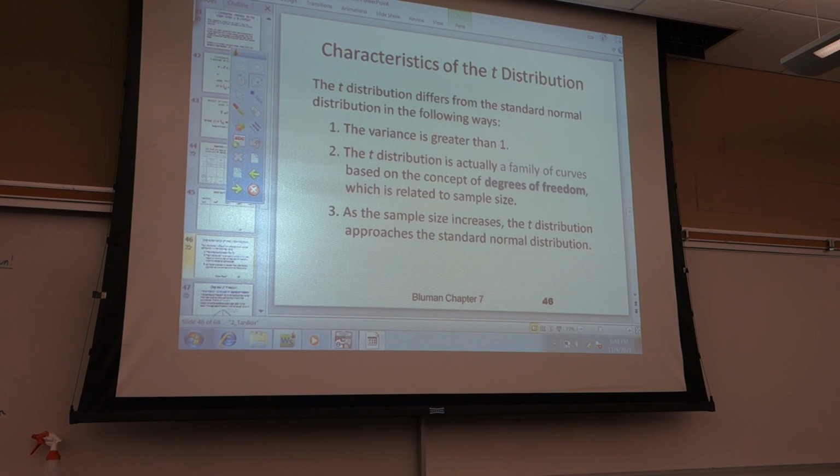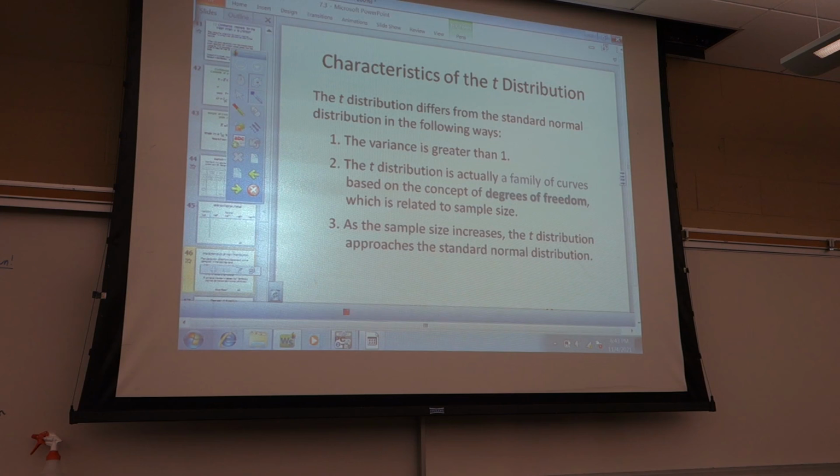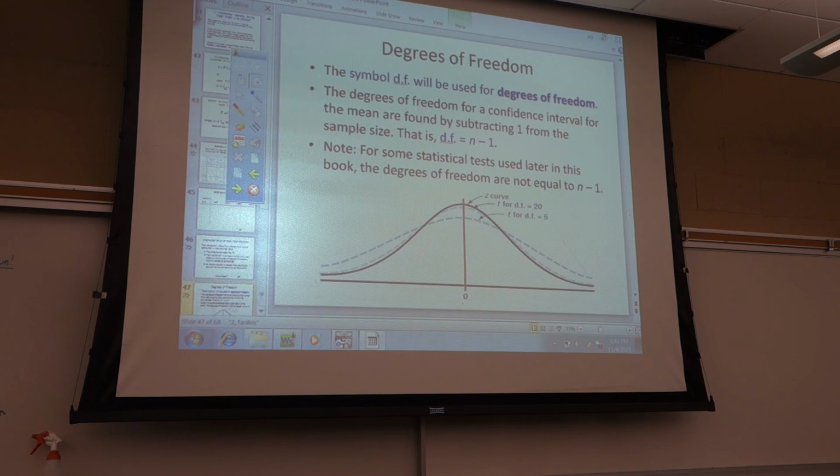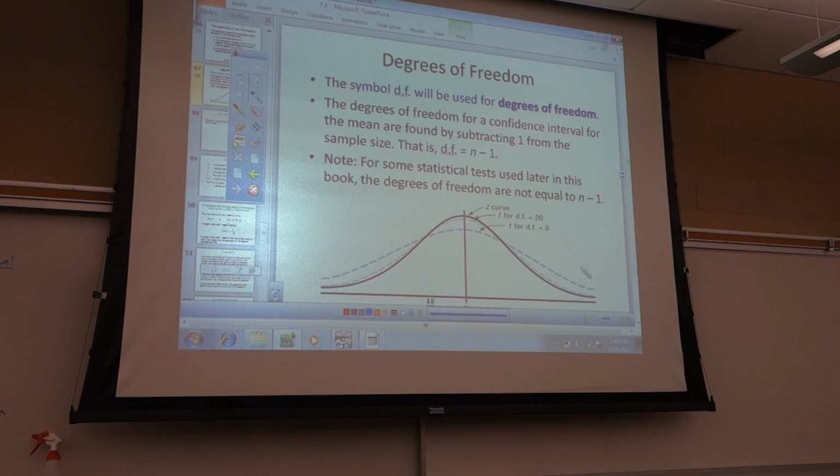There are some characteristics of them. Variance is larger than 1. The t-distribution is actually a family of curves, one for each degree of freedom. And as we talked about earlier, as your sample size gets bigger, t gets closer and closer to z. So here are some curves themselves. You can see they're more flat when you have a small sample, but as your n gets larger, it gets closer and closer to z.